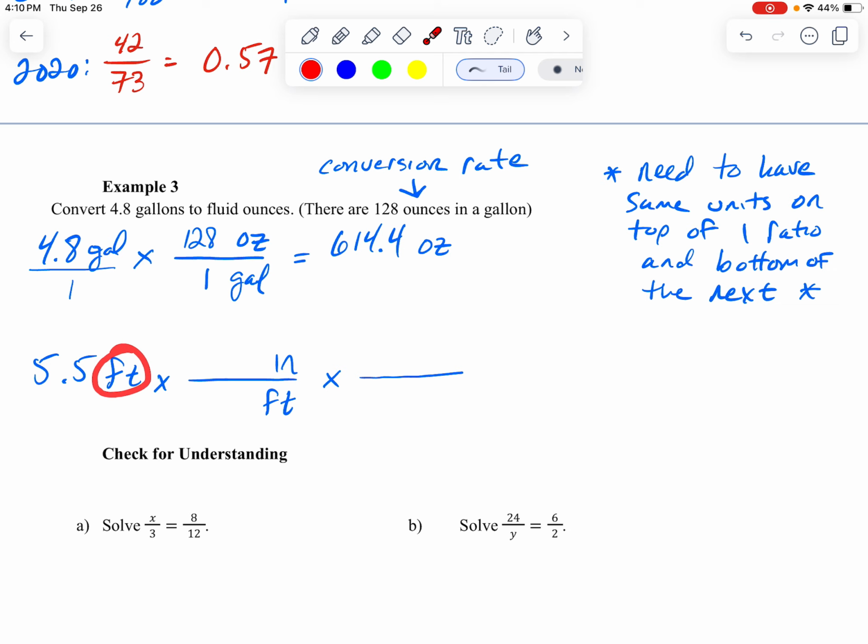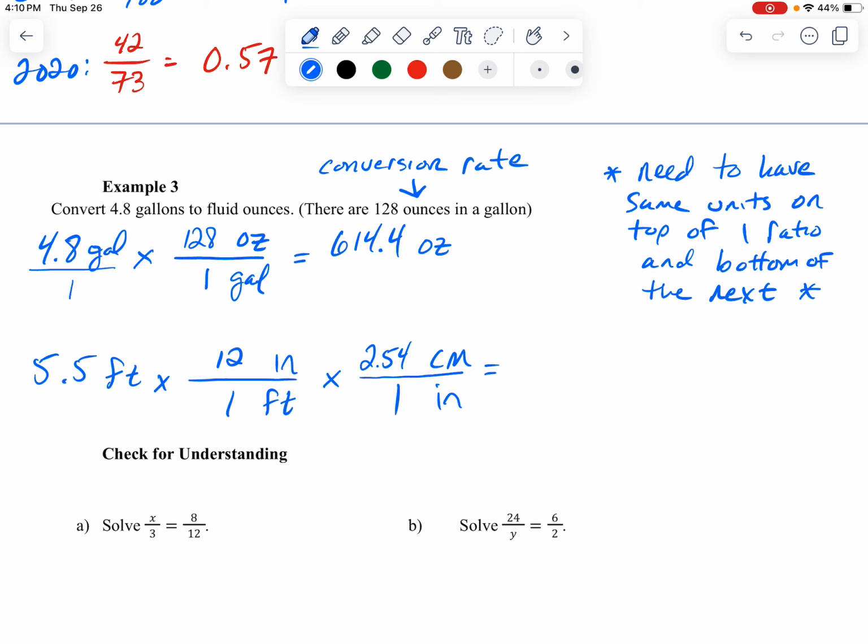Okay? So notice, feet on top, feet on bottom. That's going to make those units cancel out. Inches are on top, so I need to have inches on the bottom. And then I'm going from inches to centimeters. I know that conversion. Okay. I can fill in my numbers. 12 inches in 1 foot. And then there are also 2.54 centimeters in 1 inch.